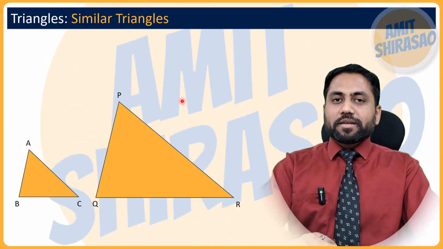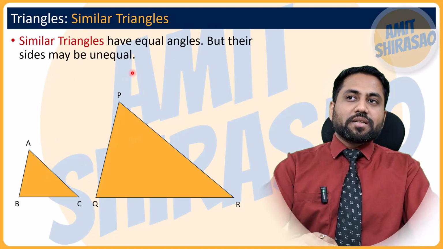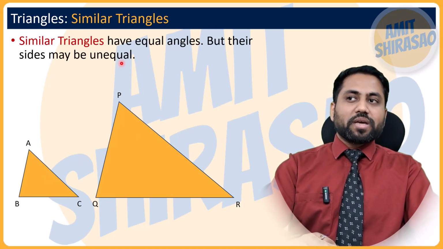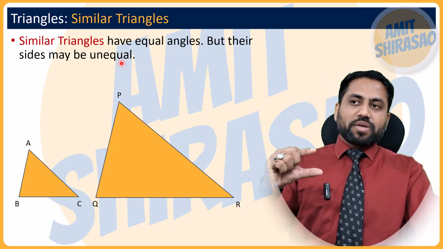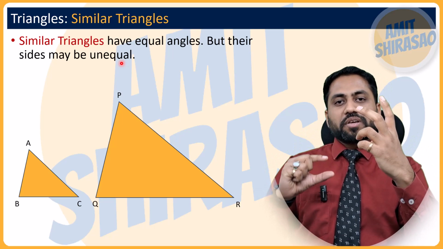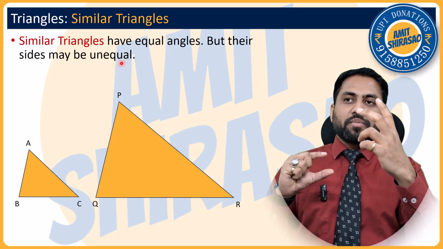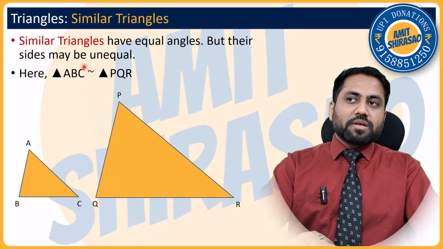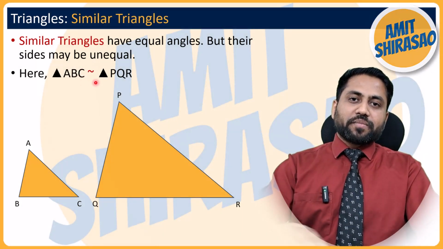Now, what are similar triangles? Similar triangles are those triangles which have equal angles but unequal sides, okay? So they are just similar, okay? One can be very small, another can be very big. They are similar, having equal angles, but different sides. They are shown using this tilde sign.